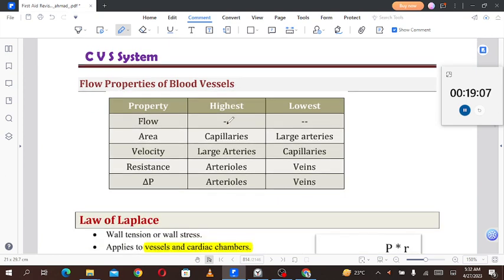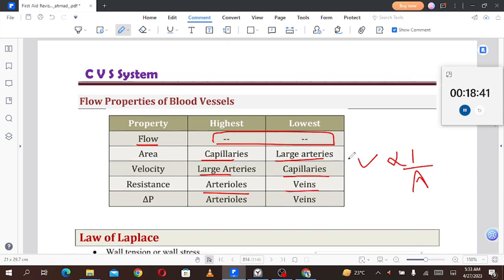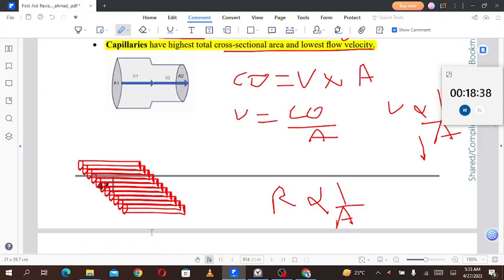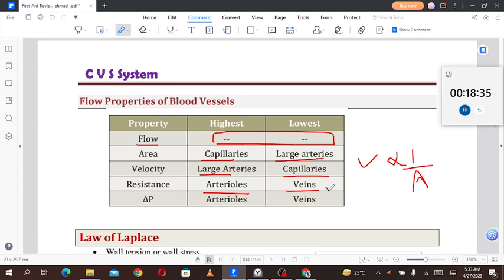Flow properties of the blood vessel. For flow, there is no highest and lowest value. Area is highest for the capillaries and lowest for the large arteries. Velocity is the highest in large arteries and lowest in the capillaries because velocity is inversely proportional to area. Resistance is highest in the arterioles and lowest in the capillaries, sorry, I take my words back. And the change in pressure is highest in the arterioles and lowest in the veins.